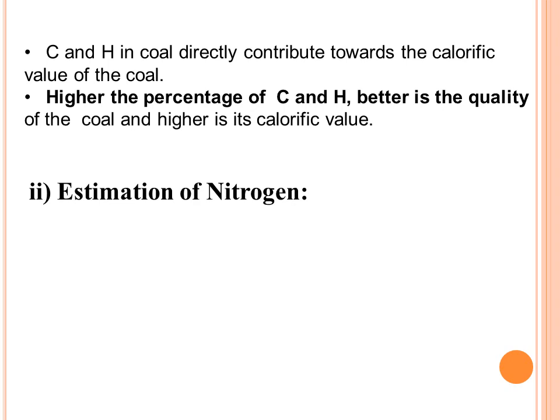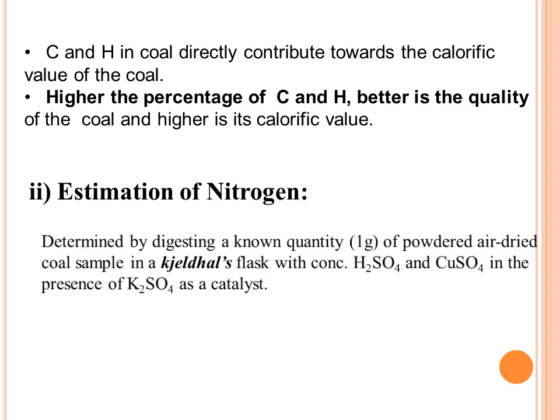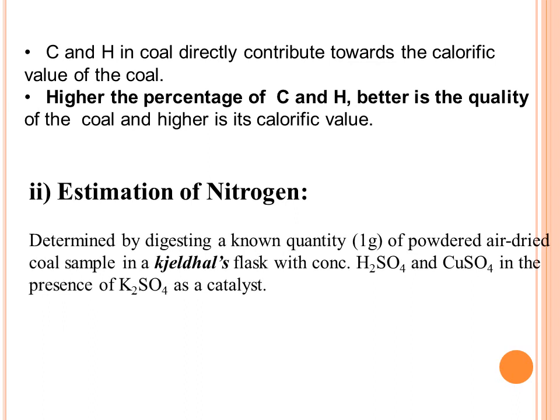Next is the estimation of nitrogen. The name of this method is the Kjeldahl method. What is done here in the Kjeldahl method? Powdered air-dried coal is taken in the Kjeldahl flask, and in that flask we have to take H2SO4, CuSO4 and K2SO4 as a catalyst along with the coal. What will happen in that experiment?